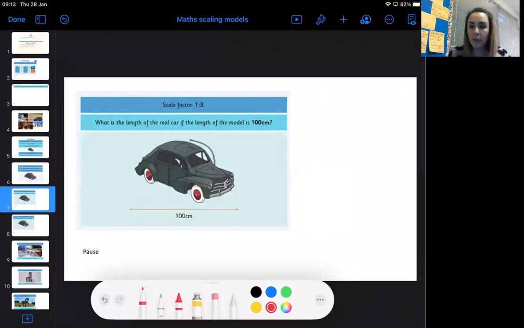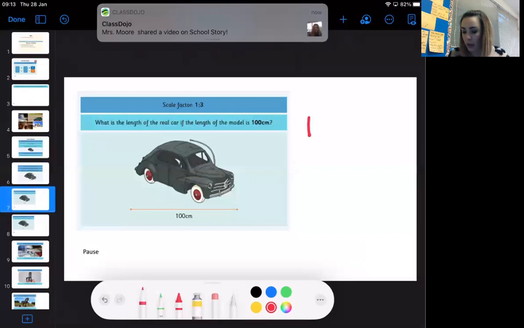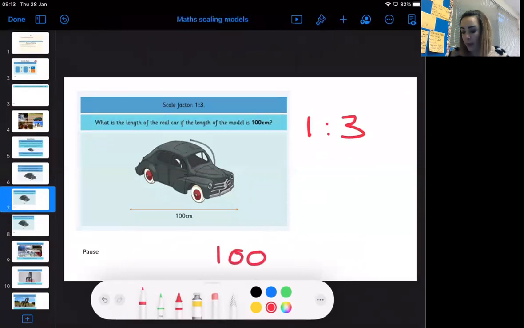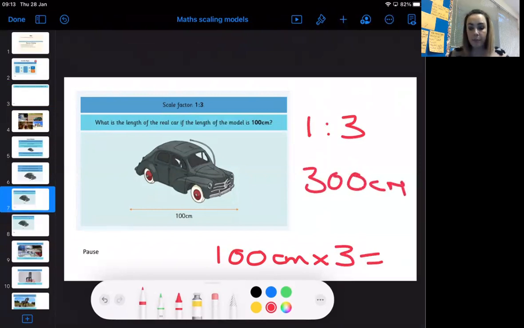Have a look at this one. Scale factor 1 to 3, so we know that the real car is 3 times bigger than this scale model. So what is the length of the real car if the length of the model is 100 centimetres? Pause the video now and have a go. Let's have a look. So I know that the scale model is 1 to 3. So I know that I need to multiply that 100 centimetres by 3, and the answer therefore is 300 centimetres.